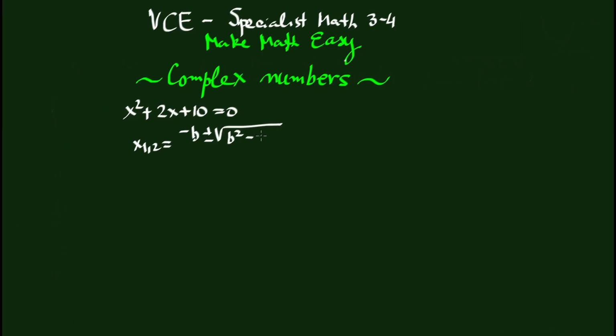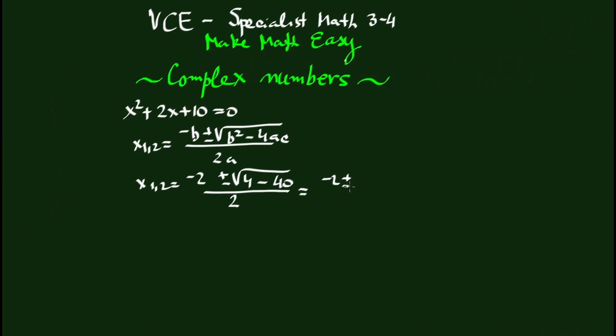You know the formula is minus b plus minus square root of b squared minus 4ac divided by 2a, and that becomes x1, 2 is minus 2 plus minus square root of 4 minus 4ac, that's 40, and divided by 2. So that becomes minus 2 plus minus square root of minus 36 divided by 2.